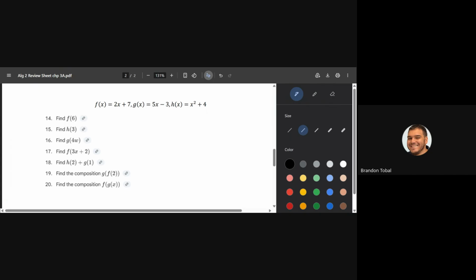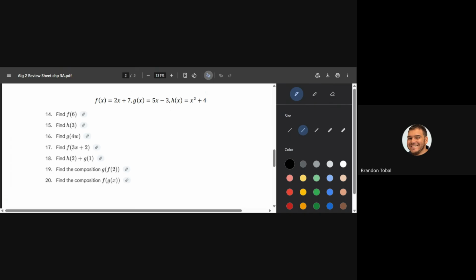All right, last part is the function stuff. So right on the top, I always have to give you some functions. So here's our 3 functions. The first one says f of 6. So I look at f of 6, and every x in f will become 6. So 2 times 6 plus 7, 12 plus 7, 19.